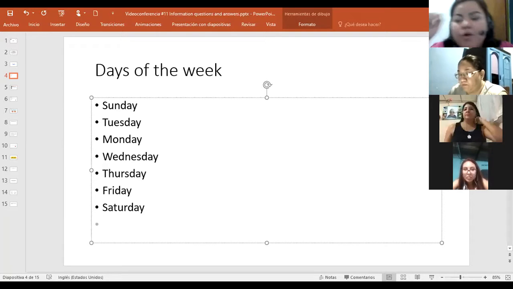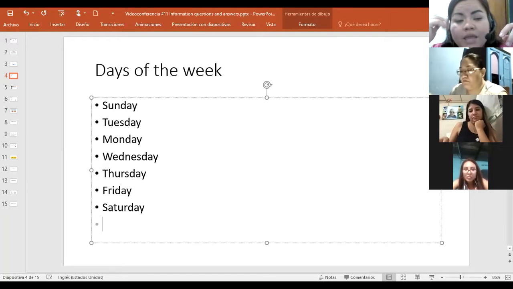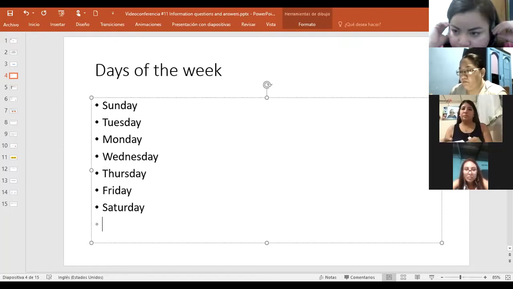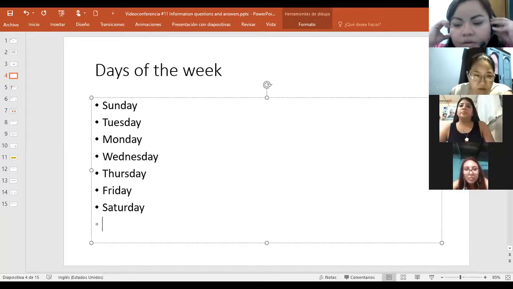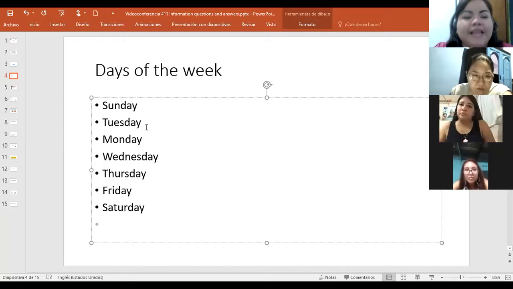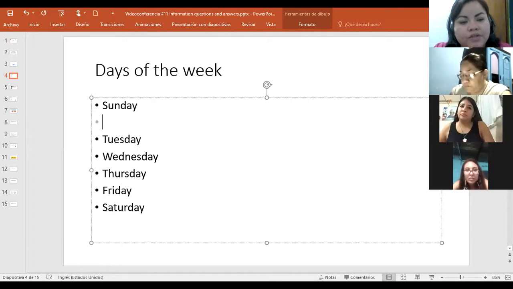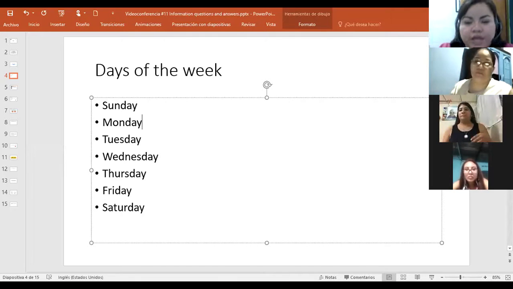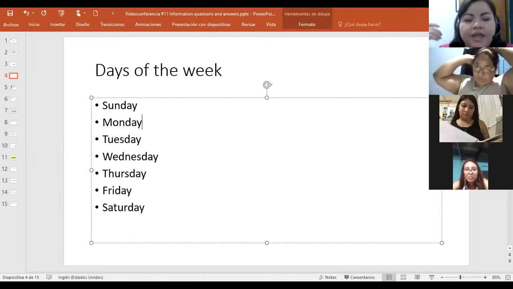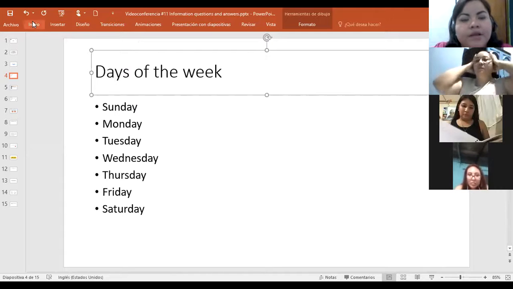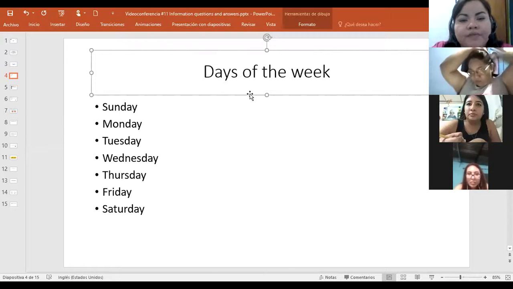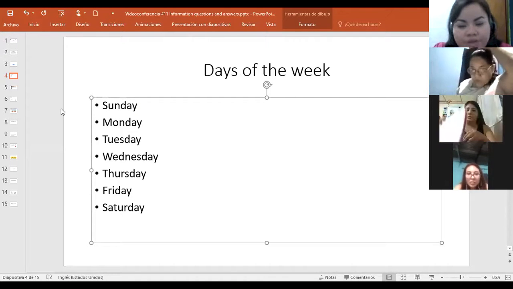That's it, right? Now, what would you change in this order? Is this the correct order? Sunday, Tuesday, Monday, Wednesday, is that correct? No. What would be the correct order? Monday and then Tuesday, okay, very good. So we're just going to move this Tuesday one right here. So we start with Sunday, Monday, Tuesday, Wednesday, Thursday, Friday, and Saturday, very good. These are the days of the week, right? If we have time today, I will teach you the months of the year, okay?